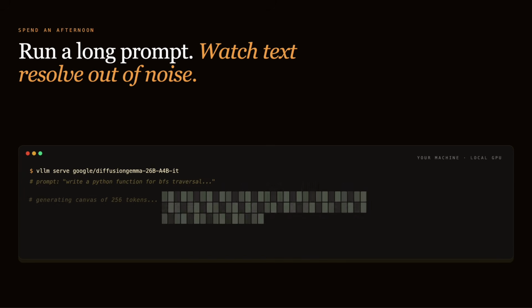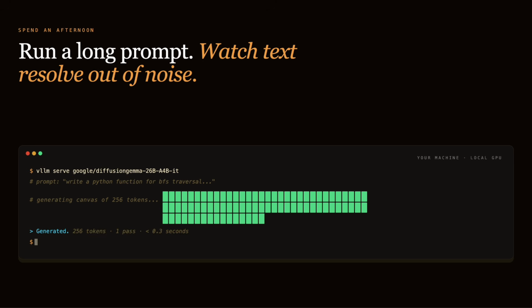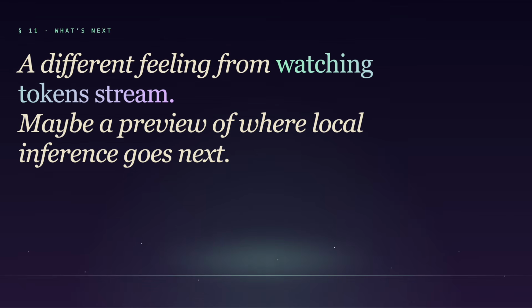Grab the weights, run a long code generation prompt, and watch a full paragraph of text resolve out of noise on your own card. It's a genuinely different feeling from watching tokens stream, and it might be a preview of where local inference goes next.